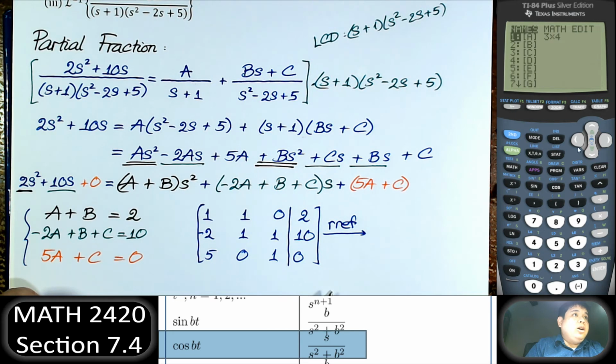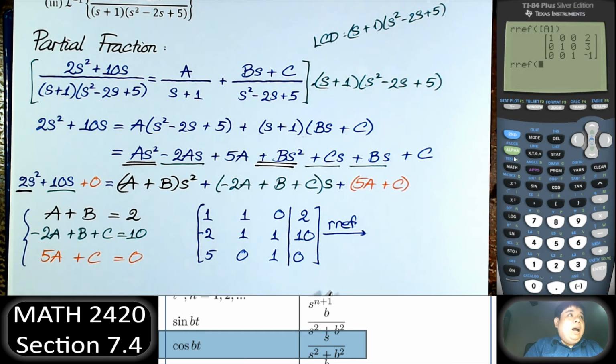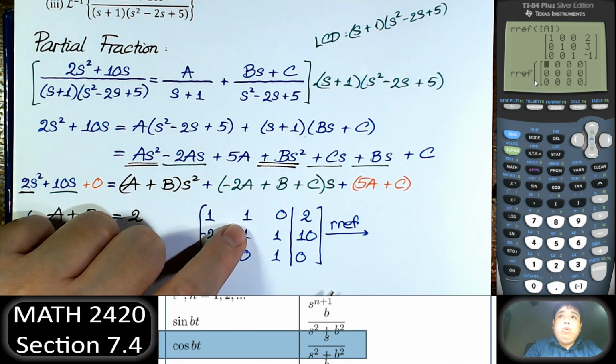Second matrix, go to math. I'm going to do everything in the home screen though. Reduced row echelon form. And then alpha, zoom. I prefer to enter the matrix here directly. So alpha, zoom. And then 3 rows, 4 columns, so that's right. Now, in this home screen environment, do not hit enter when you're done.